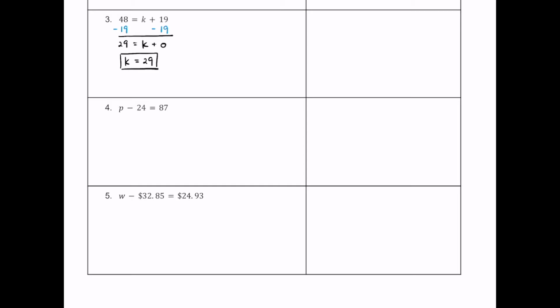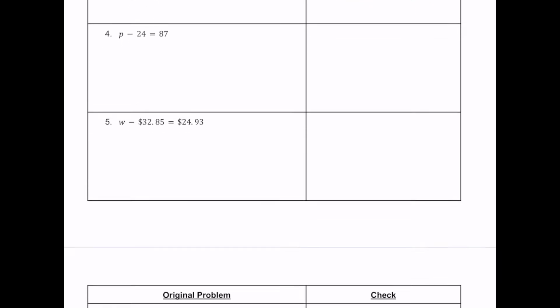Let's check to see if this works. So let's write 48 is equal to, and let's plug in this 29. Hopefully 29 plus 19 does equal 48. And what is 29 plus 19? Well, very straightforward to check here. 9 plus 9 is going to be 18. Carry the 1. 1 plus 2 is 3. 3 plus 1 is 4, so that's 48. So if we can say 48 does equal 48, then we know this equation must be balanced and true.